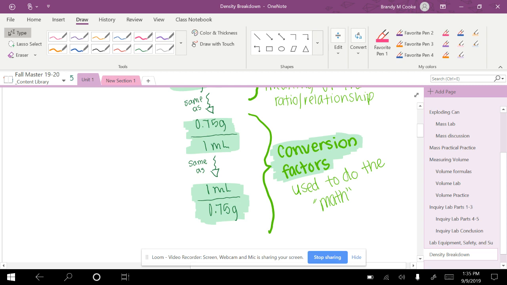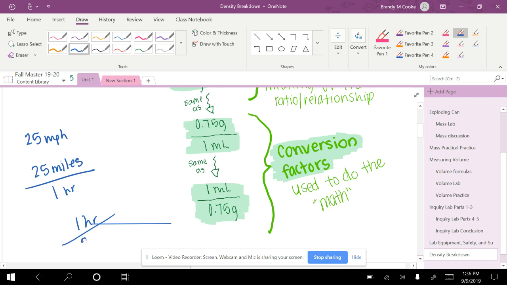So my example that I typically give to help make this more clear to students is think about going in miles per hour. So if I'm going 25 miles per hour, we can rewrite that a lot of different ways. This is the way that's most familiar to us, but we could also say I go 25 miles in 1 hour. I can say it takes me 1 hour to go 25 miles. And et cetera, et cetera.